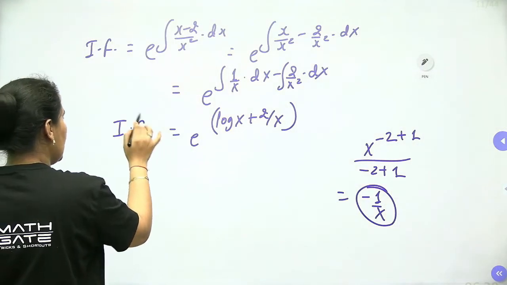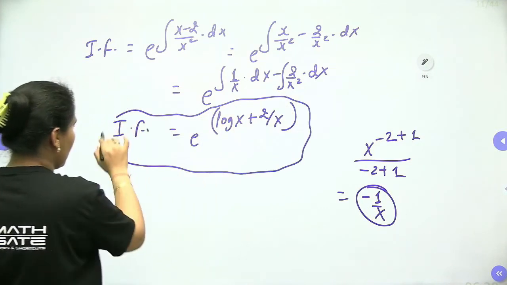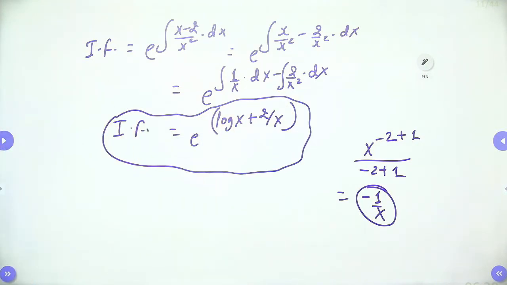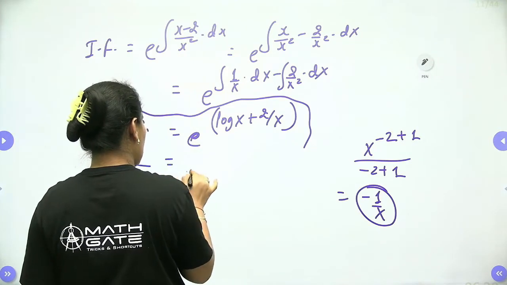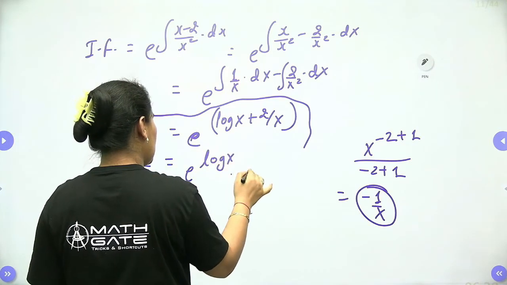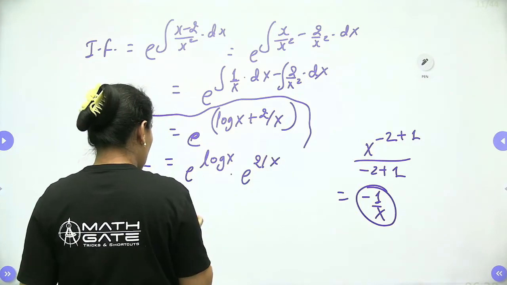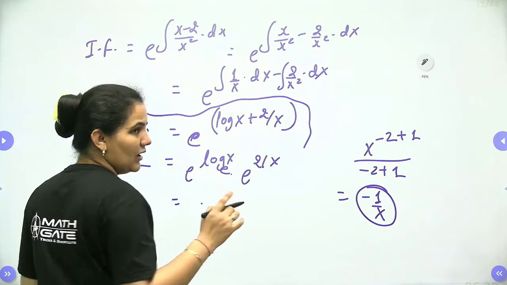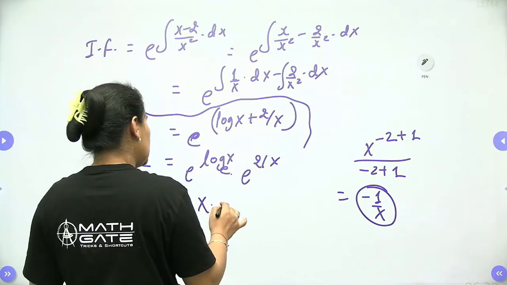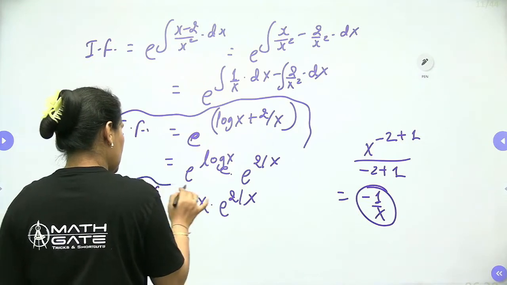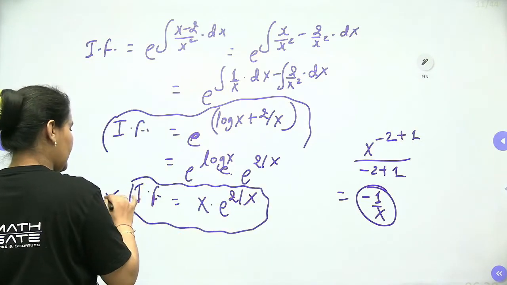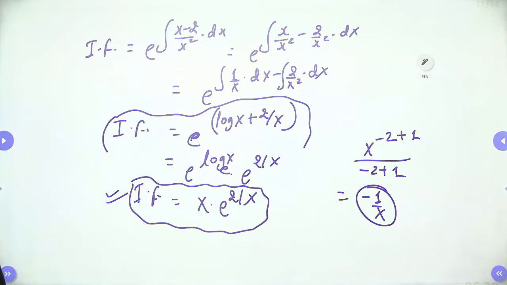So this will be my integrating factor only, e to the power log x plus 2 by x. Here we are not able to remove the e power, so it's okay. If you want, you can separate the log: e to the power log x and e to the power 2 by x. E to the power log x will be x only. Otherwise the things will be the same. So the integrating factor will be x into e to the power 2 by x.